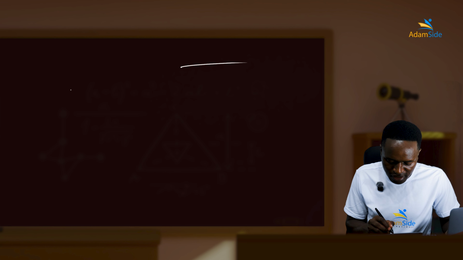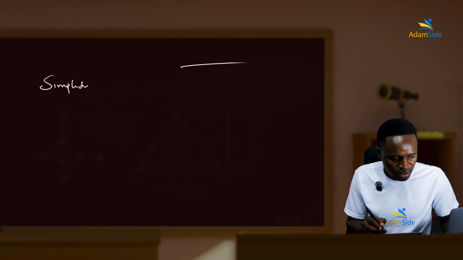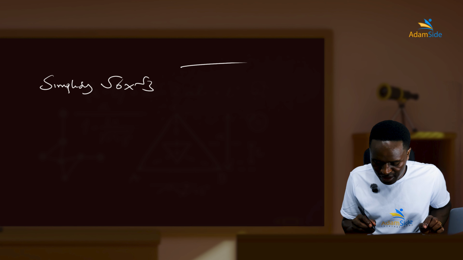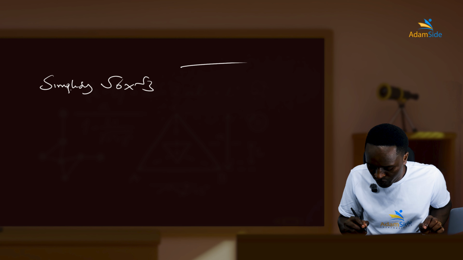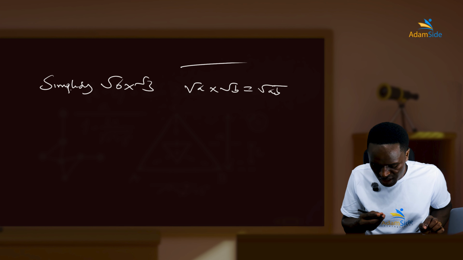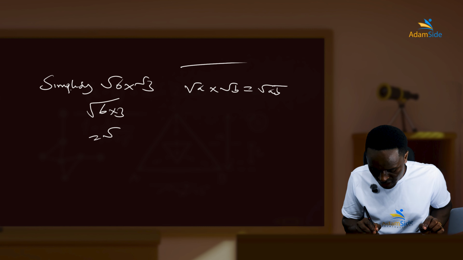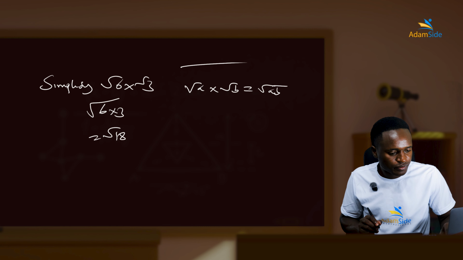Question number 12. Simplify. This is easy. They say root 6 times root 3. When you're multiplying surds, you apply this law: root a times root b is the same as root AB. So just multiply them. 6 times 3 is the same as root 18. Correct.